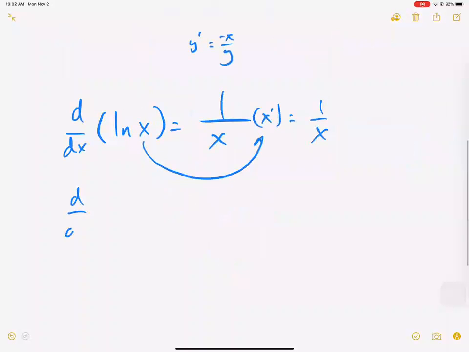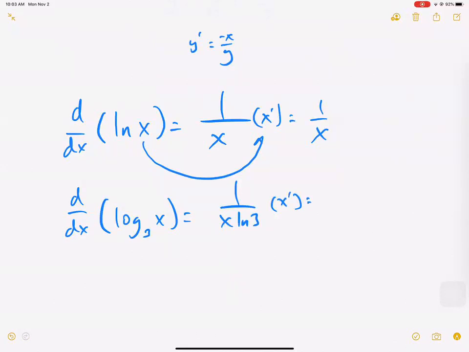The derivative of log base 3 of x was 1 over, wait, let's write it the other way, 1 over x natural log 3. That was our rule. And then we take the derivative of x, which is just 1. Okay.